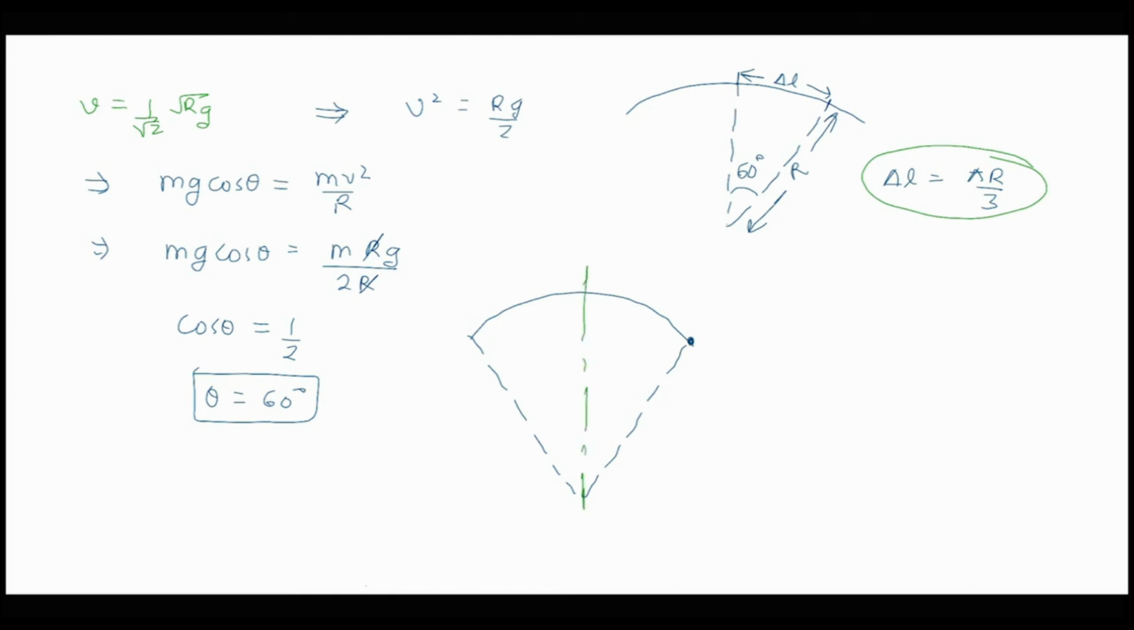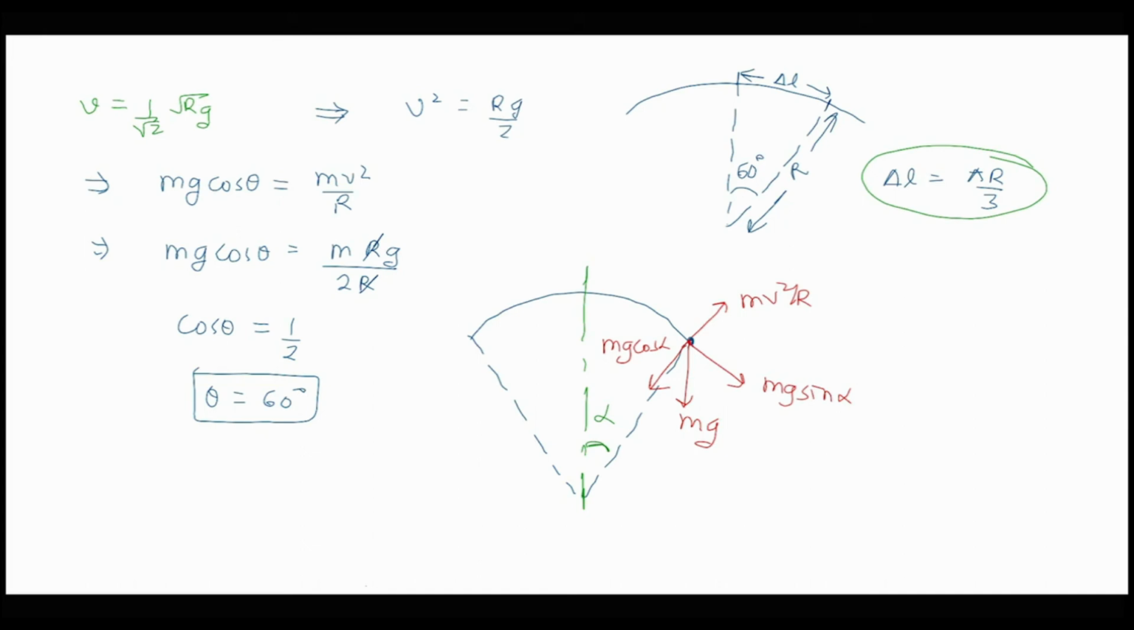So if I call this alpha, then for this point we can write that the weight mg is acting in this direction. A weight component which is equal to mg cos alpha will act here, and it must balance mv square by r. There is also weight component mg sin alpha, but this is of no use to us in the present context. So the chance of losing contact is maximum at the end of the bridge.